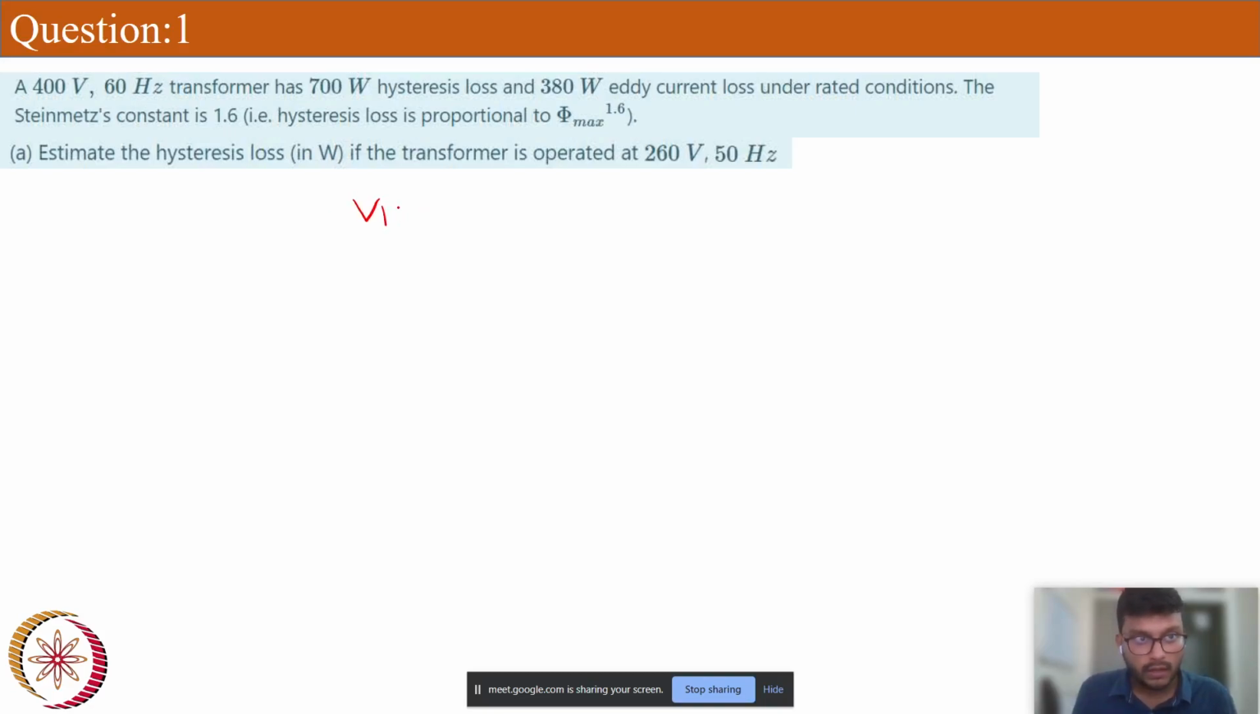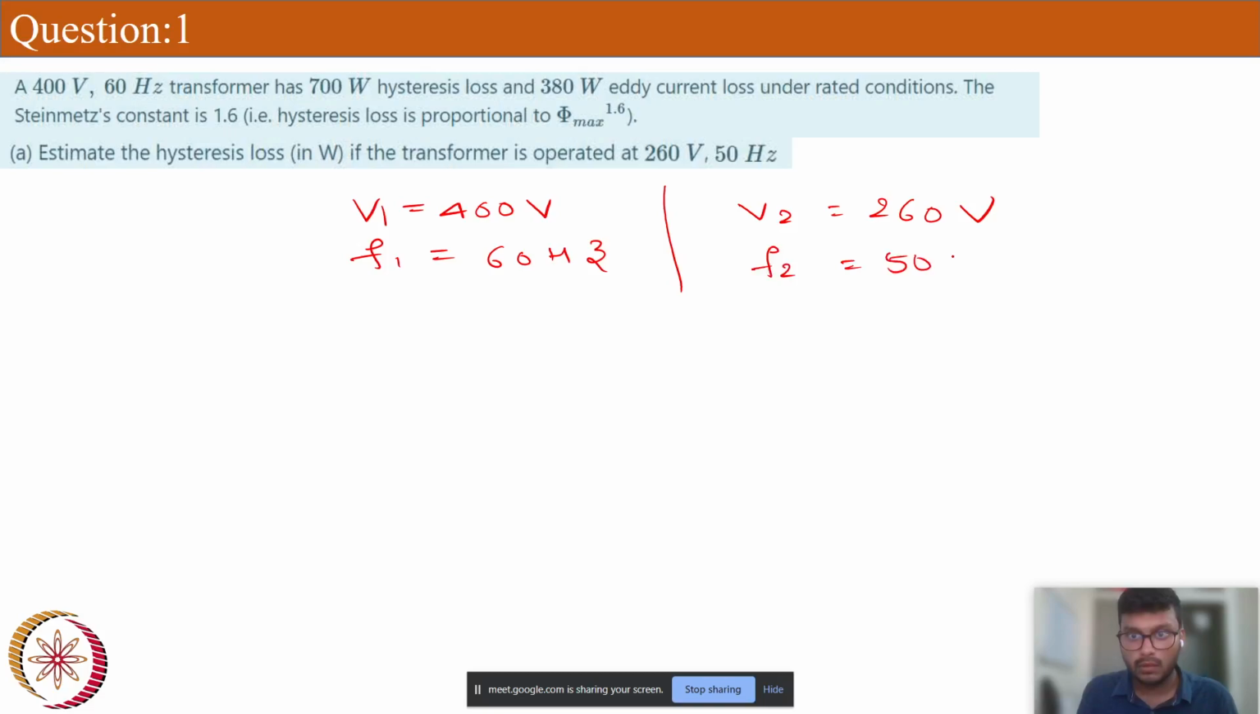V1 is equal to 400 volts. F1 is equal to 60 hertz. Now V2 is equal to 260 volts, and F2 is equal to 50 hertz. Now we have two different sets of operating voltages and frequencies.